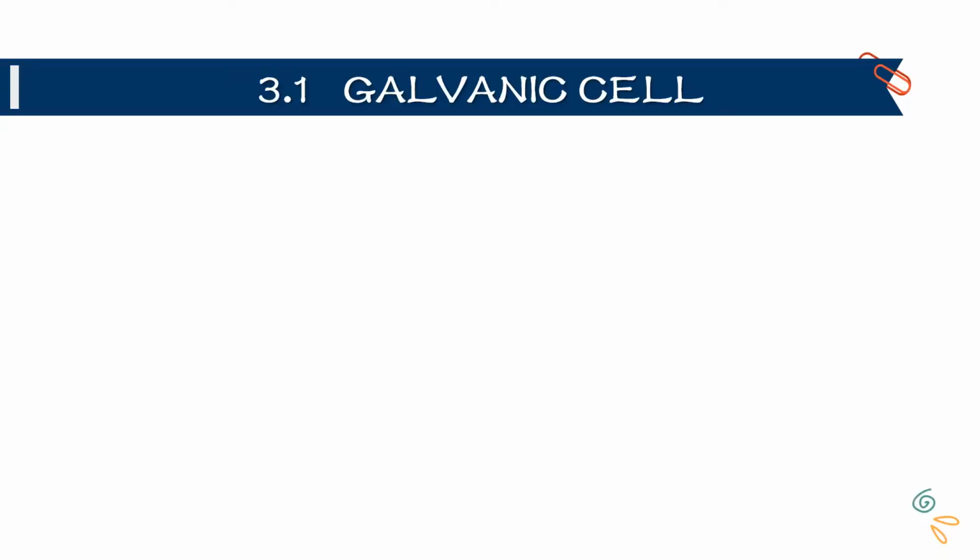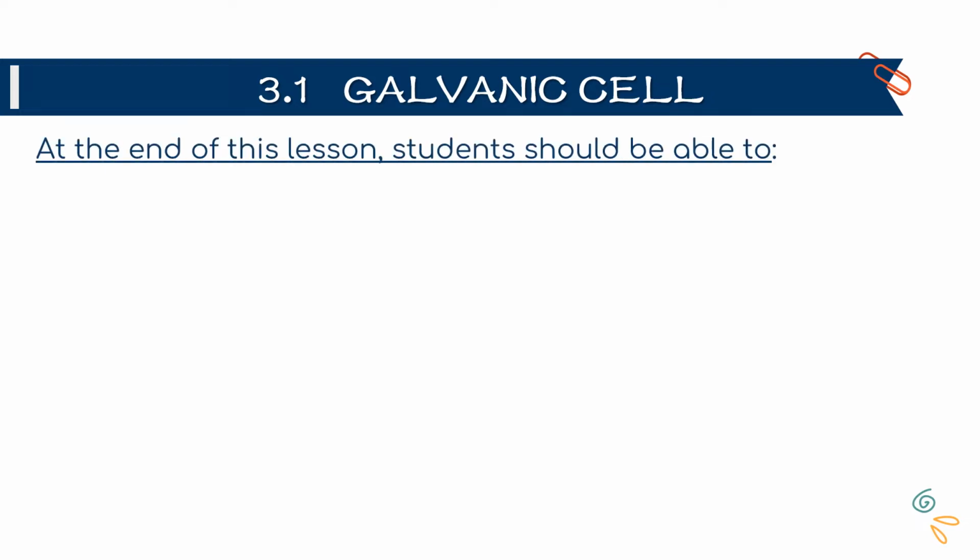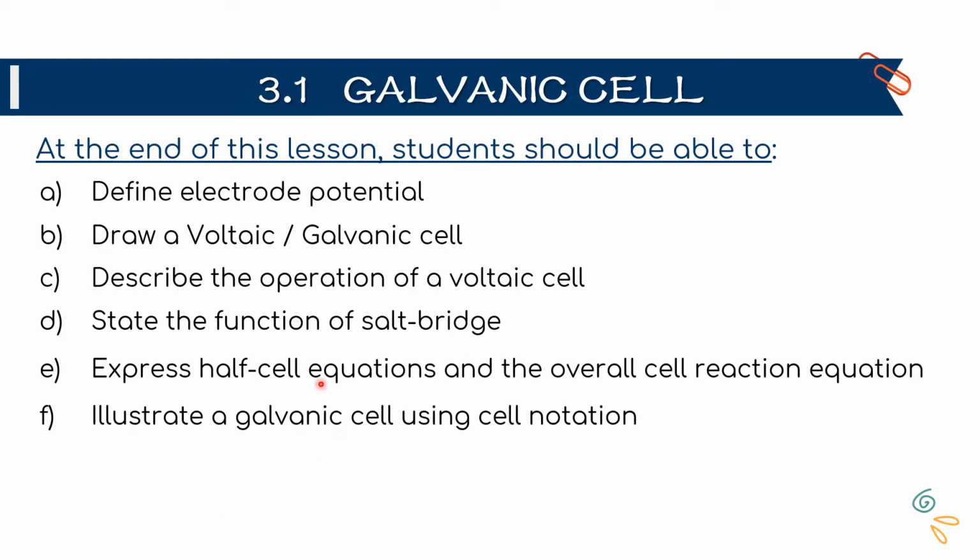In this video we're going to talk about subtopic 3.1 Galvanic Cell, and at the end of this lesson you should be able to first define electrode potential, draw a voltaic or galvanic cell, describe the operation of a voltaic cell, state the function of salt bridge, express half cell equations and the overall cell reaction equations, illustrate a galvanic cell using a cell notation. So let's start.